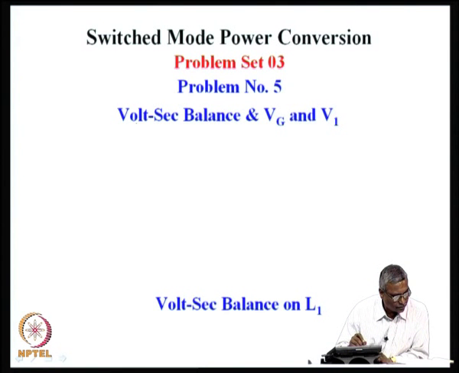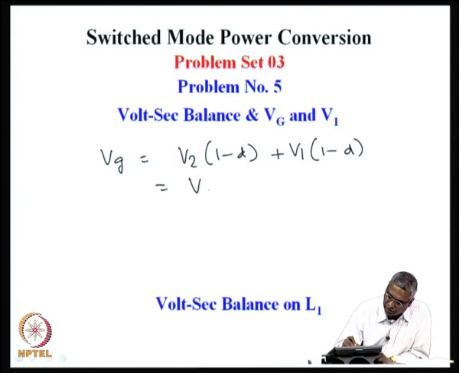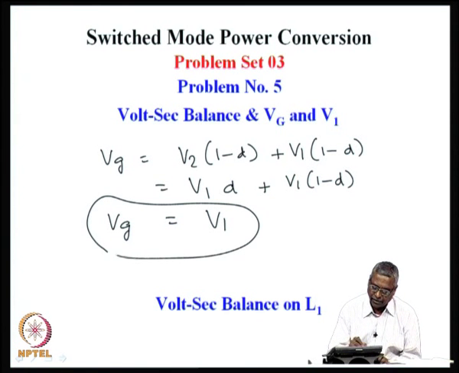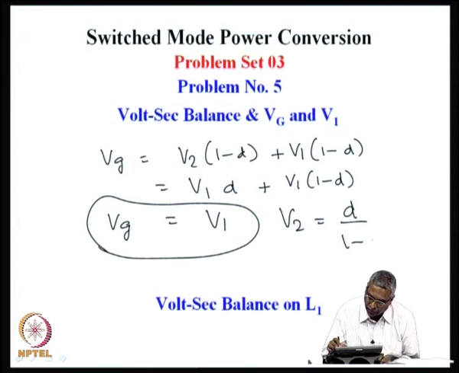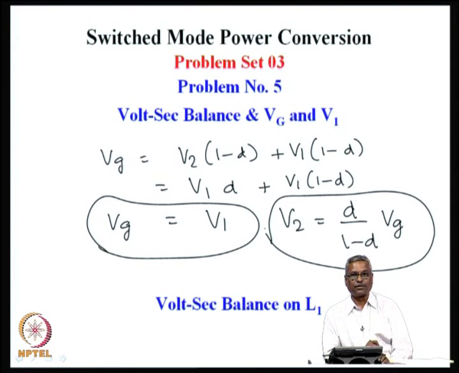So, that term you can write this as Vg is equal to V2 into 1 minus d plus V1 into 1 minus d. So, V2 itself is V1 times d by 1 minus d. So, this becomes V1 into d plus V1 into 1 minus d, that is equal to V1. So, what we find is the capacitor V1 voltage is the same as Vg, and capacitor V2 voltage is d by 1 minus d times V1, which is the same as Vg. So, this is our total volt second balance condition.